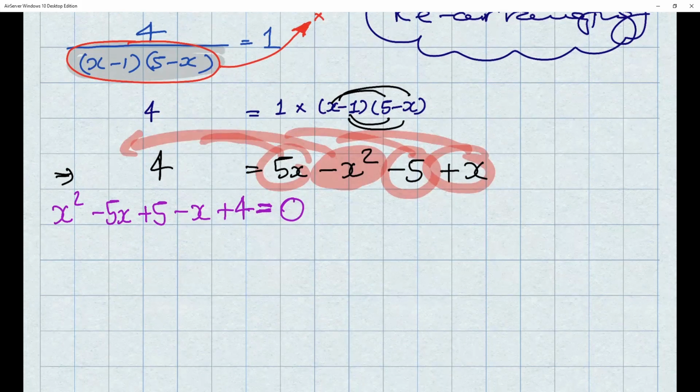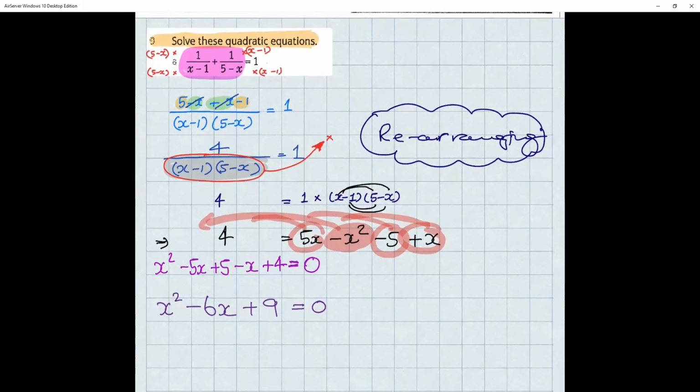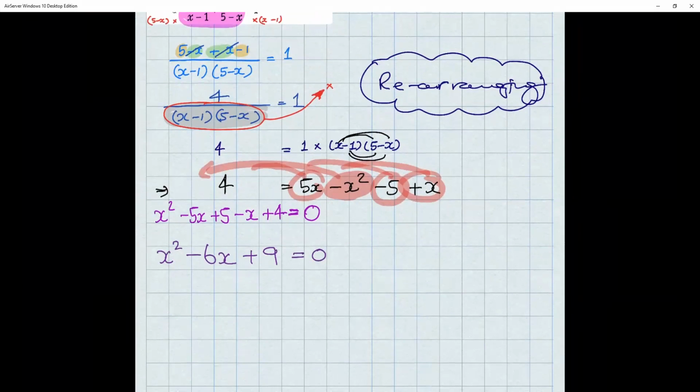Now, what happens next? We need to solve it now. We have to simplify like terms. So x squared stays as it is, because there's no other x squared term. Minus 5x minus x will be minus 6x. Lovely. And then you have plus 5 and plus 4, plus 9, equals 0. Okay, that's fantastic. So we have x squared minus 6x plus 9.